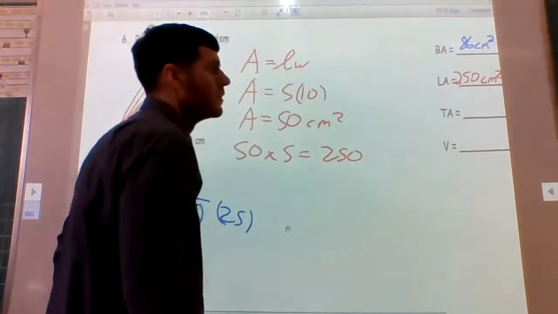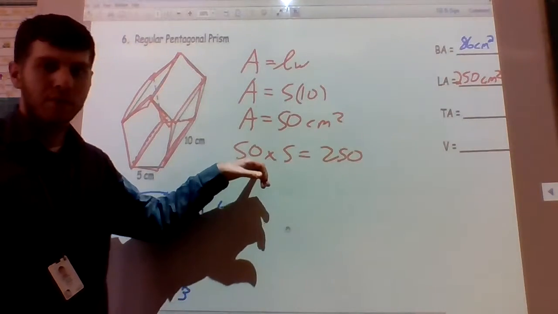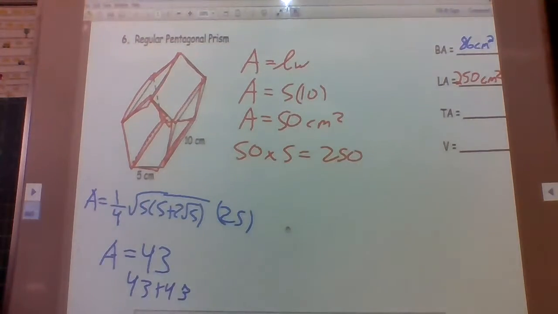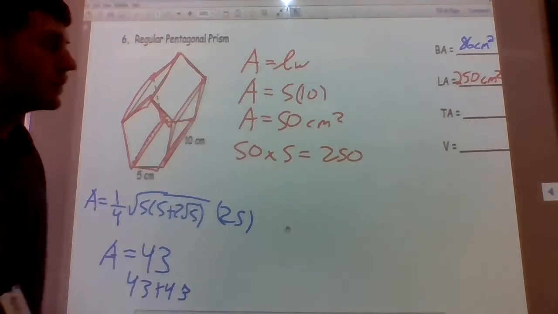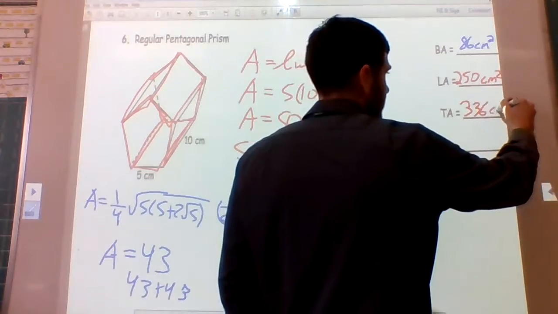250. Okay, and the total area: 43 plus 43 plus 50 plus 50 plus 50 plus 50 plus 50, or 250 plus 86, which should be 336 centimeters squared.